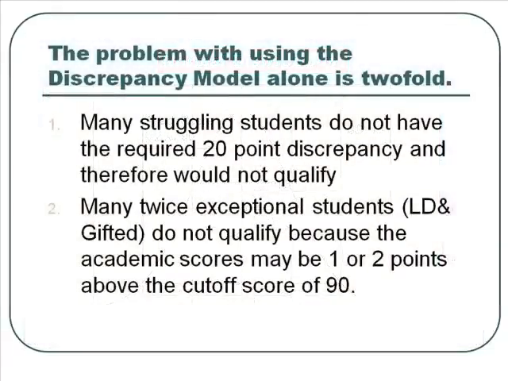The problem with using the discrepancy model alone is twofold. Many struggling students do not have the required 20-point discrepancy and therefore would not qualify, especially those with IQs in the 80s. Also, many twice exceptional students, or those with learning disabilities and giftedness, do not qualify because their academic scores may be 1 or 2 points above the cutoff score of 90.